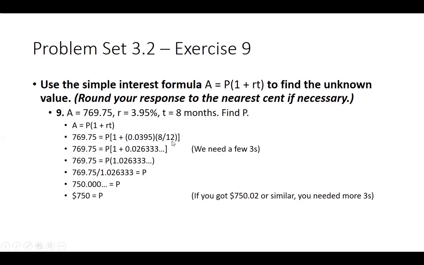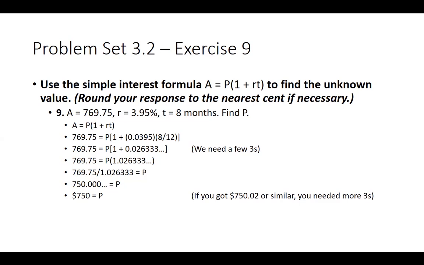We're solving for P, but we need to get P by itself. We need to take care of this other calculation. Start with R times T as always. 0.0395 times 8 divided by 12 gives us 0.026333333, the threes repeat forever. Now we need a few of the threes because the more decimals we have, the more accurate our answer is. We'll see at the end, if we don't have enough threes, we're off by a few cents.